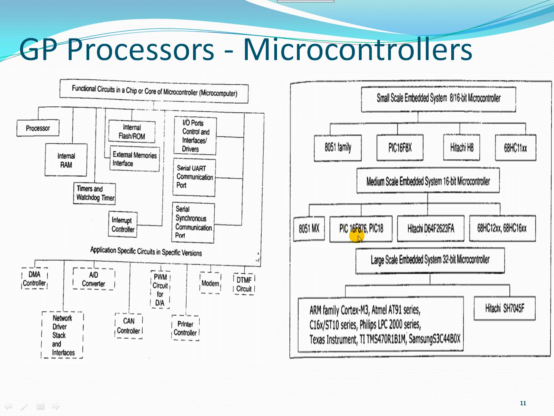So the PIC16F8687 will be coming under the medium scale, and PIC18 will be coming under the medium scale, because of the 16-bit microcontroller and these kind of PIC controllers having very large amount of ADC and PWM channels, so that we can use it for very large integrations also. And Hitachi D84 D64F 2623 and 68HC12 will be coming under the medium scale.